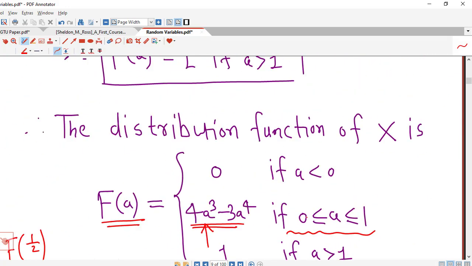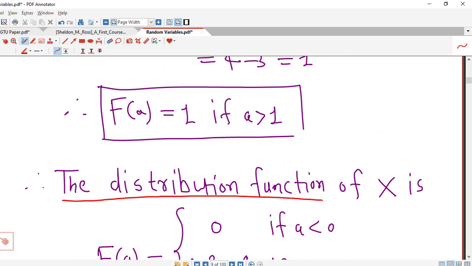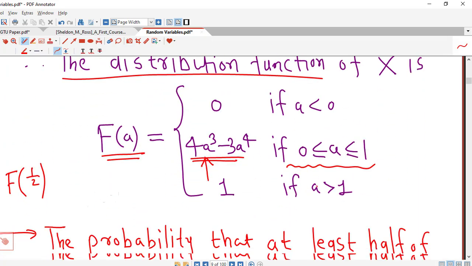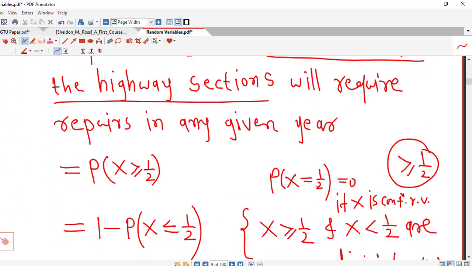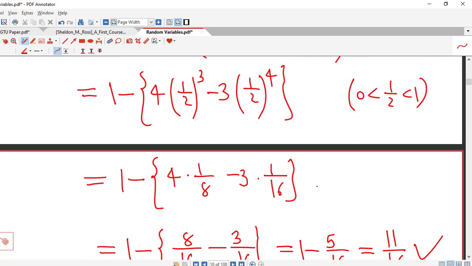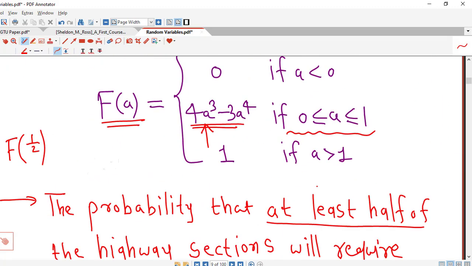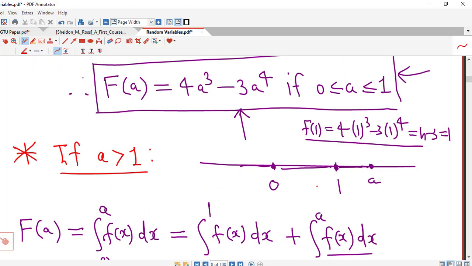So in this way we can determine the distribution function of a given continuous random variable, and using that distribution function we can decide certain types of probability. So this is all about this session.